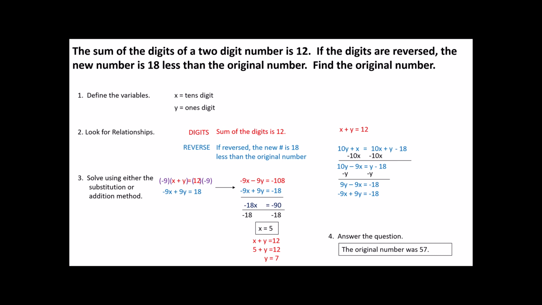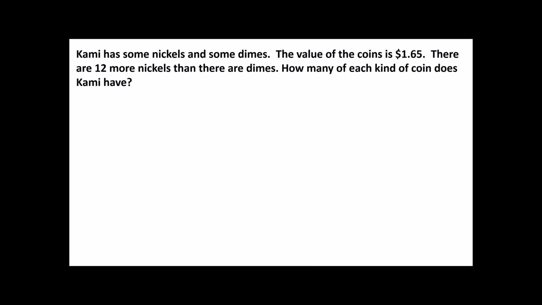The second type is the coin problem. It's very similar in structure to the digit problems. That's why we teach them together. This one says, Cammie has some nickels and some dimes. The value of the coins is $1.65. There are 12 more nickels than there are dimes. How many of each kind of coin does she have?